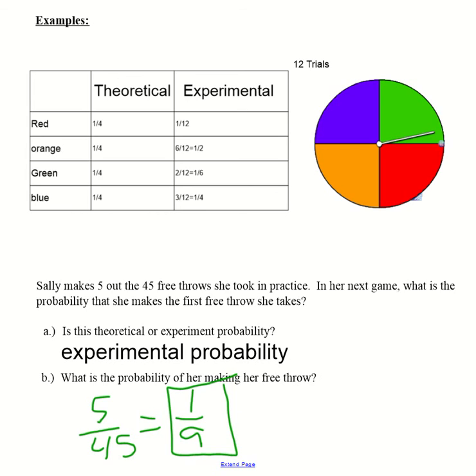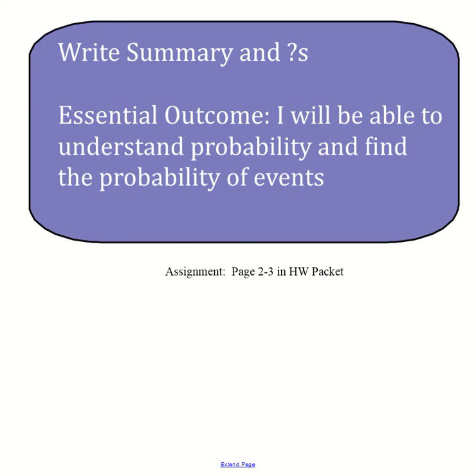Alright, and that is the end of Lesson 3 of Chapter 7 of Probability and Statistics. Write your summary and your questions. Essential outcomes that you will be able to understand probability and find the probability of events.